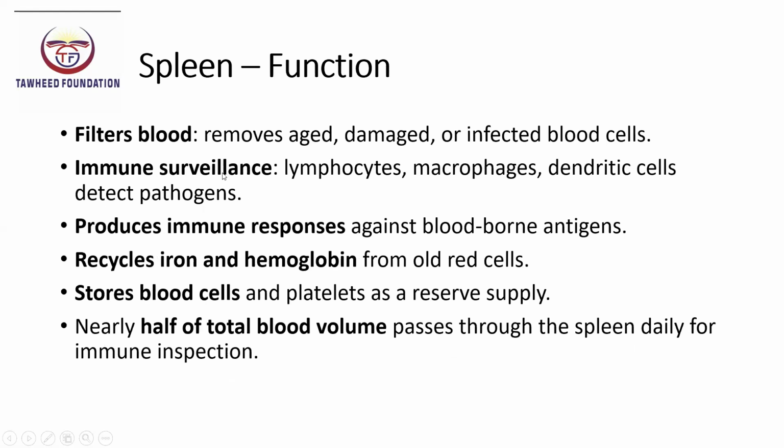Spleen function. The spleen's dual roles are hematological and immunological. It filters the blood to remove aged, damaged, or infected red blood cells and platelets. The red pulp serves as a storage and filtration site, recycling iron and hemoglobin components. Simultaneously, the white pulp is a site of immune surveillance where antigens from the blood encounter lymphocytes and macrophages, initiating immune responses. Almost half of the body's blood volume passes through the spleen daily, allowing constant monitoring for blood-borne pathogens.